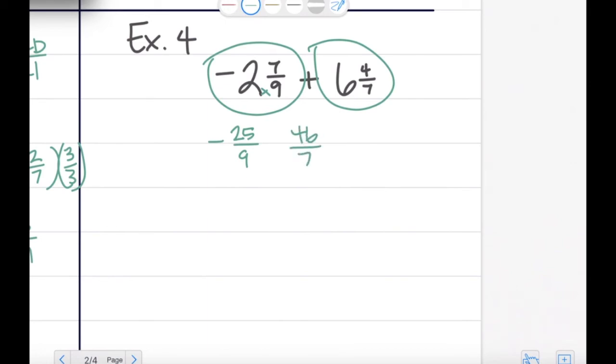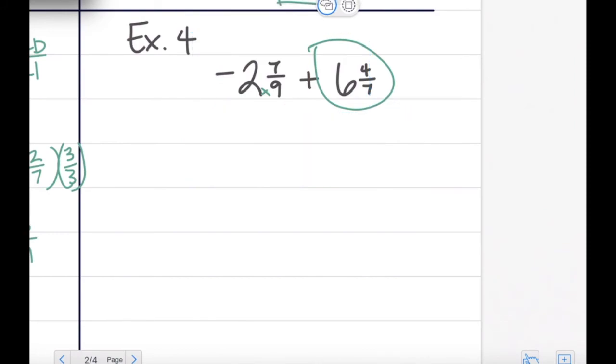And then the downside of this is now you're going to have to multiply to get common denominators. You're going to have to do 25 times 7 and 9 times 7, and then here you're going to have to do 46 times 9 and 7 times 9. So your numbers are going to get big and messy. It's totally legitimate though. So if you prefer always changing mixed numbers into improper fractions before adding them together or subtracting them, then that's completely fine.